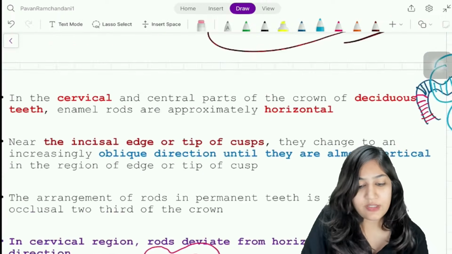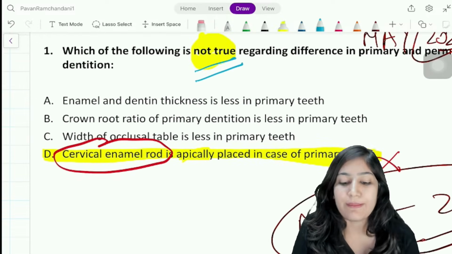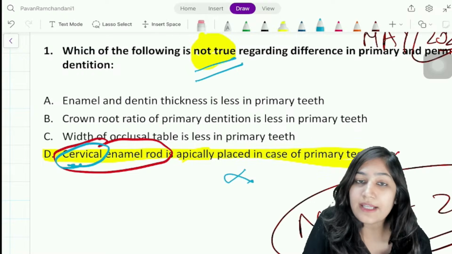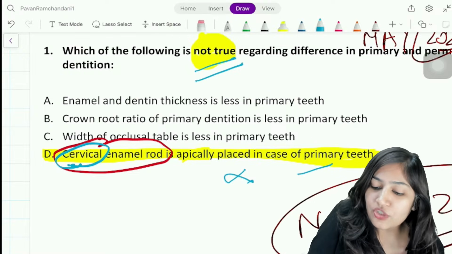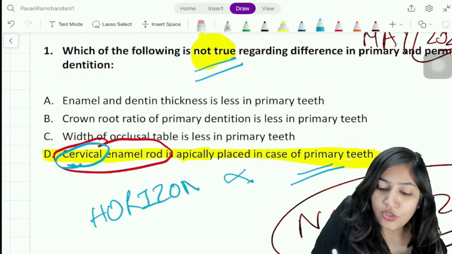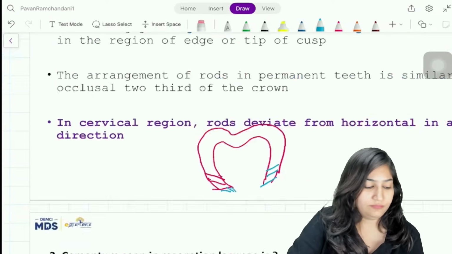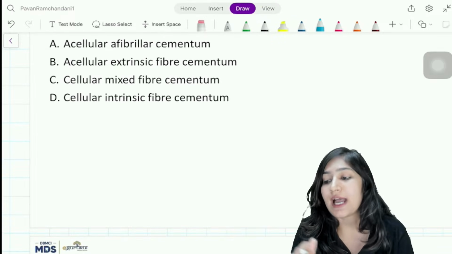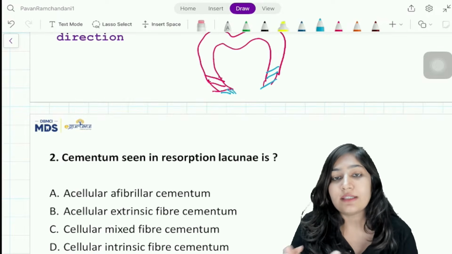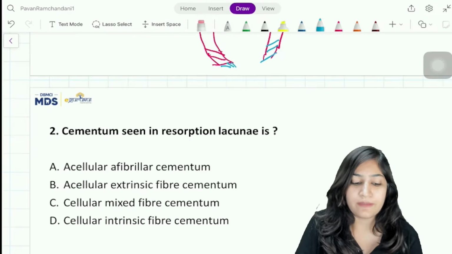So understood? It is asked which is not true. The apical direction of enamel rods is not true in case of primary teeth. In the cervical region, the direction of enamel rods in a primary tooth is horizontal, not apical. It is apical in case of a permanent tooth. The same pattern of question was asked in the November 2017 INI-CET exam. So this difference between primary and permanent dentition is important, and you get questions from this topic.